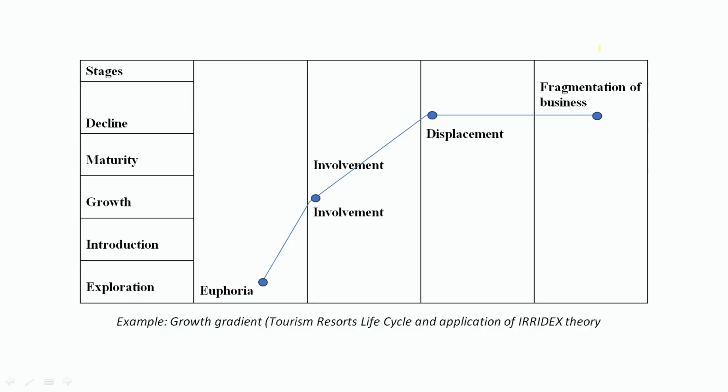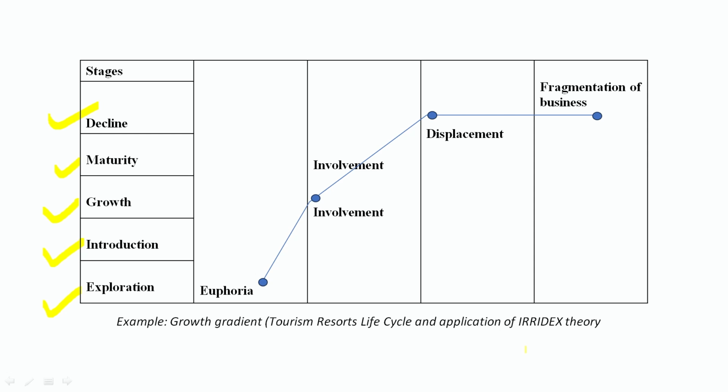So, is it possible at your end to create a growth gradient map like this? A growth gradient map tells you time-bound or time-specific changes happening in a particular location. Look at this diagram I presented here. We saw exploration, introduction, growth, maturity and decline. These are the stages of change happening in a tourist destination according to tourist area life cycle theory or resort life cycle theory. I tried to connect it with Irridex.